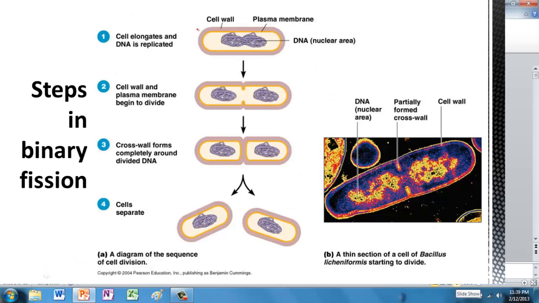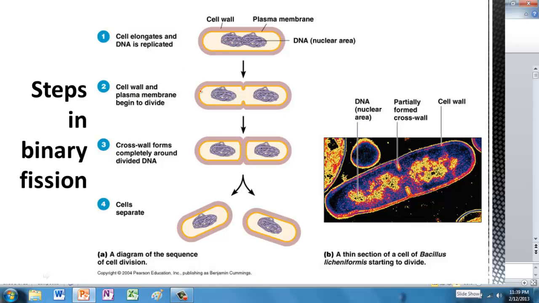The first step is that the parent cell will elongate. That just means that it gets a little bit longer. And the DNA is replicated. That means that this DNA is copied, and this copy is exactly the same as the original copy.